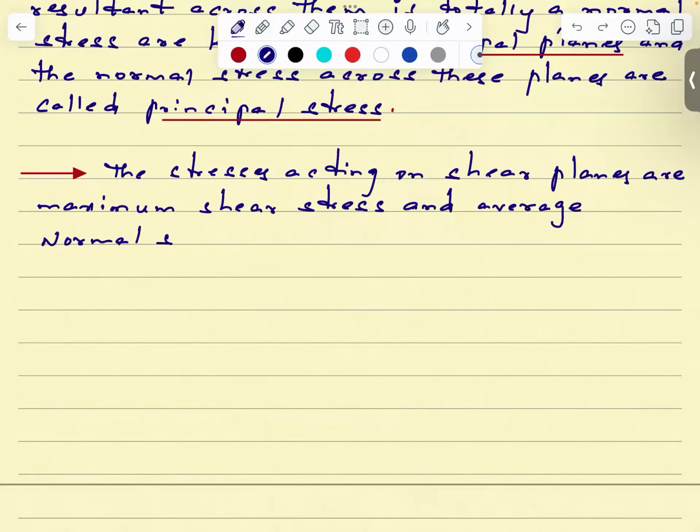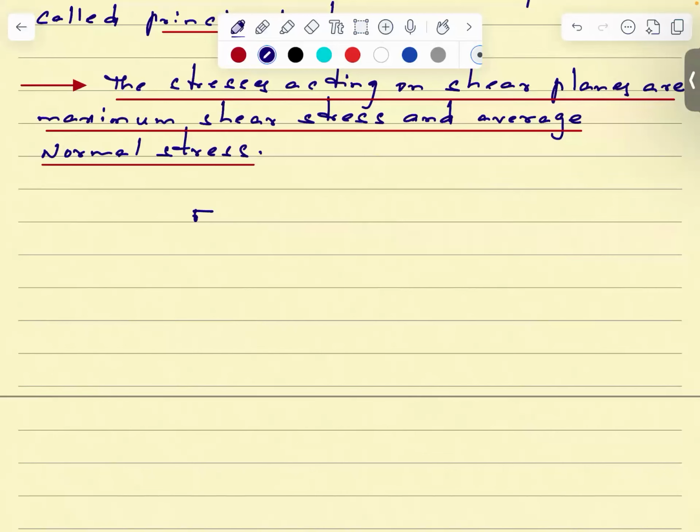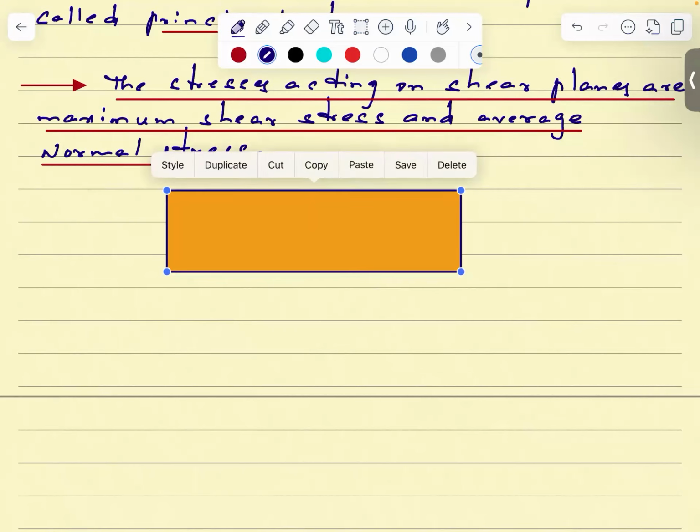I hope you understood what average means. What do you mean by average? Guys, please underline this entire thing. That is sigma xx plus sigma yy by 2. Okay, that is your average. So when I am talking about average stress in this entire chapter, it is this parameter: sigma xx plus sigma yy by 2. Bracket this. So this is the average stress.